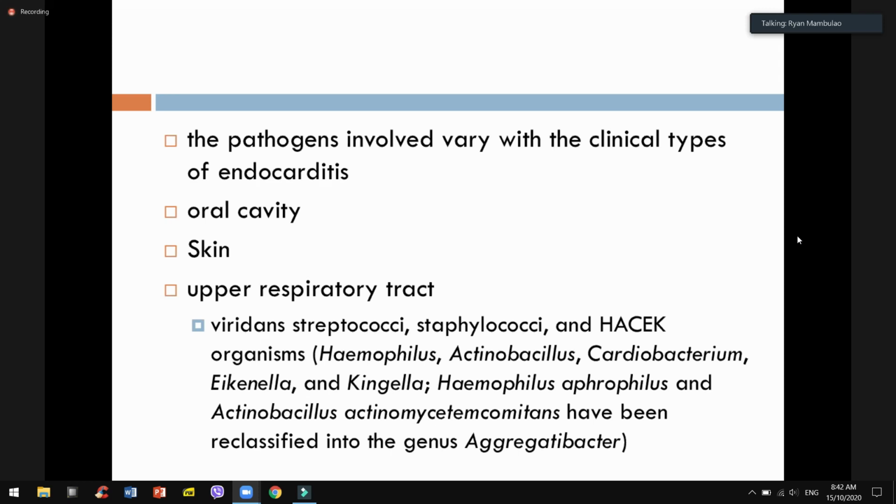Now, hindi to lalabas sa exam nyo ngayon, but in board exam, lumalabas yung HACEK group kasi most of the time, pag negative yung blood culture, HACEK group yun. So, kailangan nyo siyang i-memorize yung HACEK. So, Haemophilus, Actinobacillus, Cardiobacterium, Eikenella, Kingella. Ganon. Memorize nyo yun, ha?